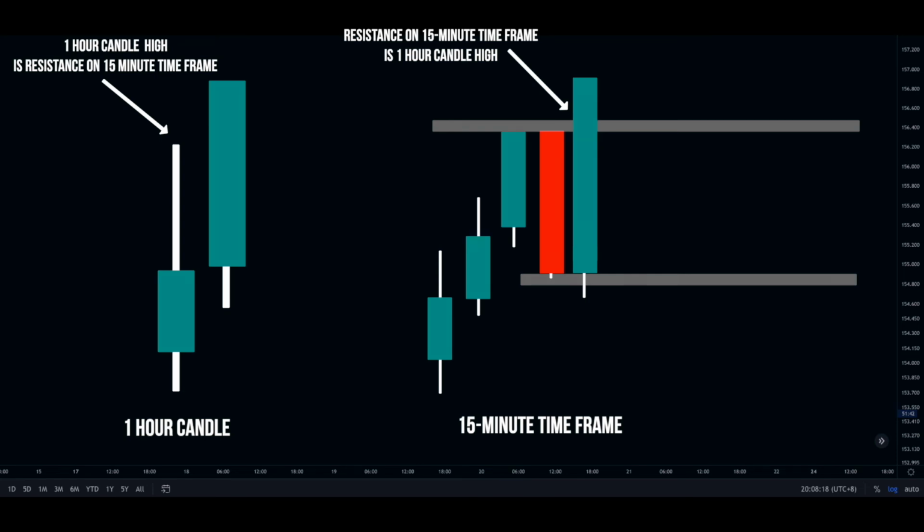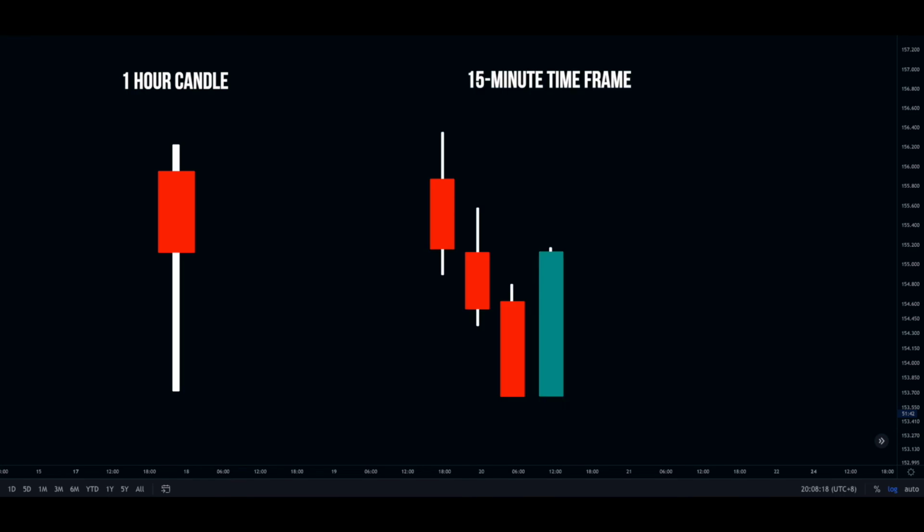Let's look at a bearish candle example. It's exactly the same concept, but in this case in the reverse. We have 1 hour bearish candle to the left and our 15-minute candles to the right. There's 4 of them. The last 15-minute candle is bullish, which forms the wick on the 1 hour candle. This is now a range formed.